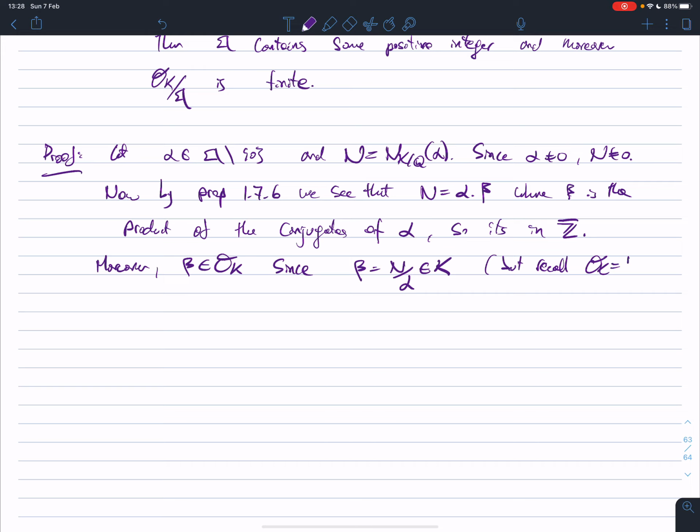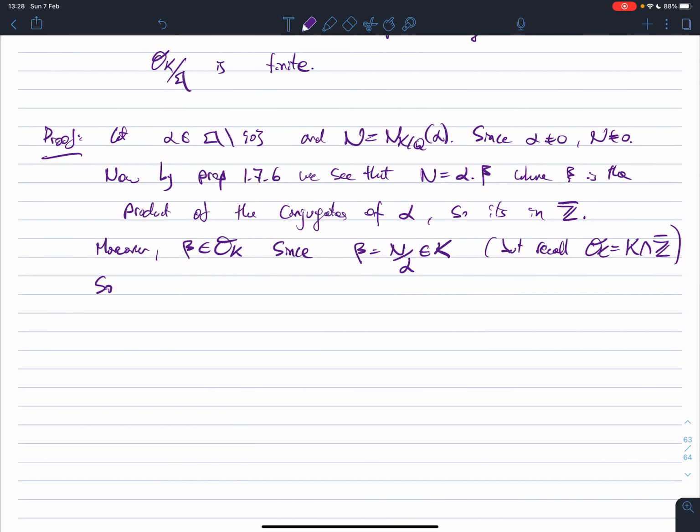O_K is the same thing as you take K and intersect it with Z bar. So I've said this element beta is an element of Z bar, it's a product of algebraic integers, but I can also write beta as n over alpha, which is an element of K, so it's contained in K and in Z bar, and this, if you go back to one of the remarks I made, is exactly what O_K should be.